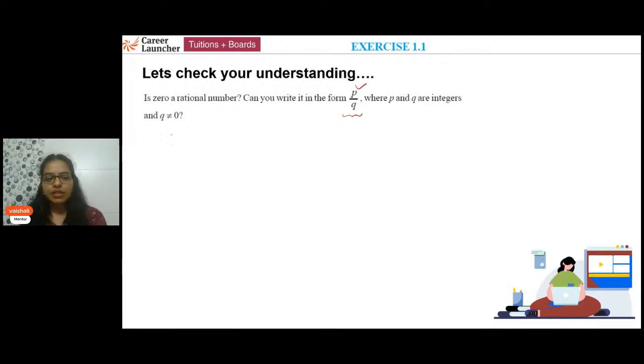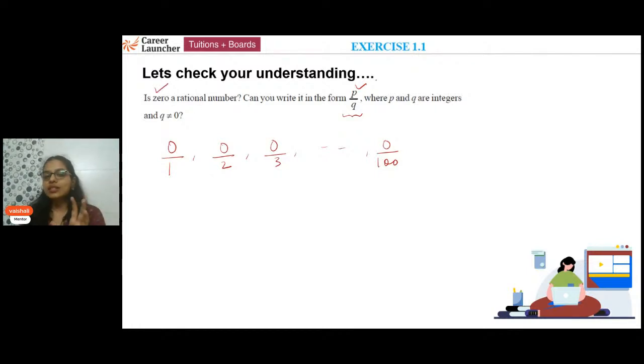that if I have 0, can I express this as 0 by 1? मैं 0 को 0 by 2 भी लिख सकती हूँ and 0 by 3 और कैसे भी लिख सकते हैं, इसको 0 by 100, right? So eventually this number is 0 itself. ये number 0 ही होगा.